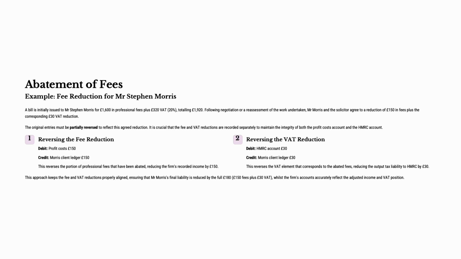So, abatement of fees. Sometimes fees are reduced after a bill has already been issued. This is called abatement. If the solicitor agrees to reduce the fee by 150 plus 30 VAT, the original entries must be reversed. We debit profit costs by 150 and debit HMRC by 30. Both amounts are credited against the client's ledger. This mirrors the original record, but in reverse. Always reduce fee and VAT together. The exam will penalize students who reduce one and leave the other.